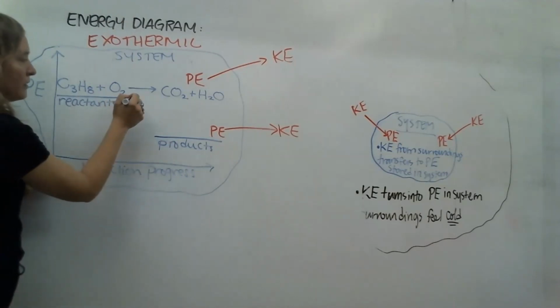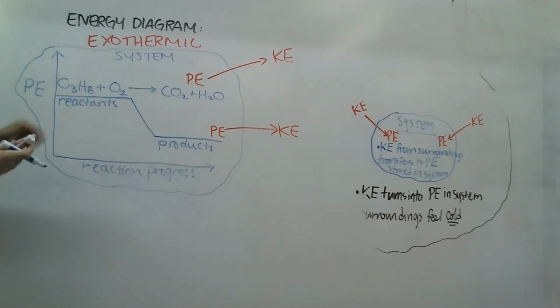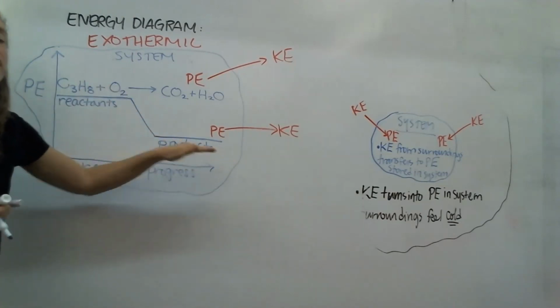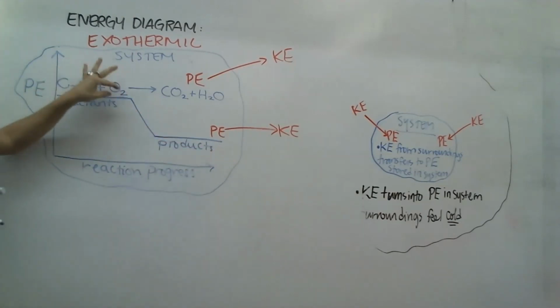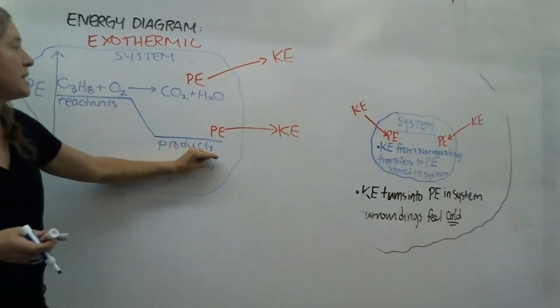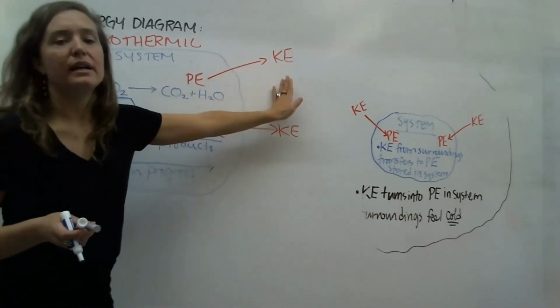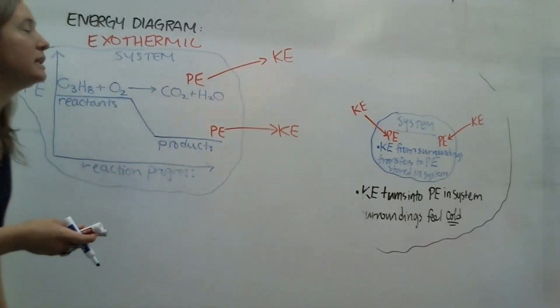So that means in this exothermic energy diagram, we see a decrease of potential energy going from reactants with a higher potential energy, right? And remember that potential energy is stored in the bonds. That means when the products decrease in potential energy, the energy that was stored in the bonds leaves and gets transferred to kinetic energy, leaving the system.